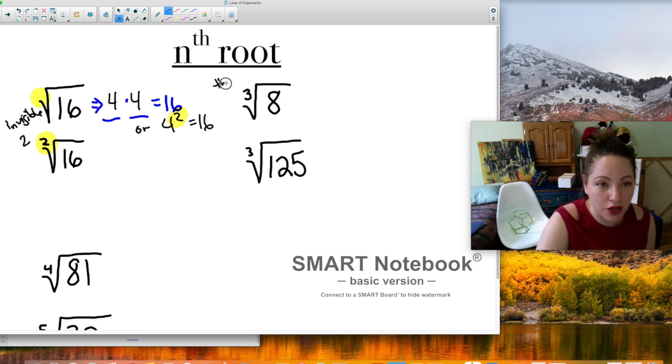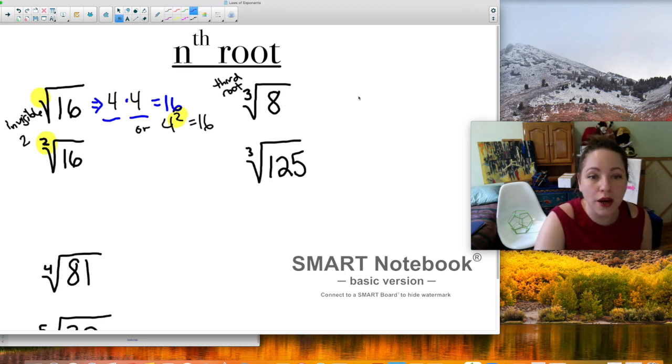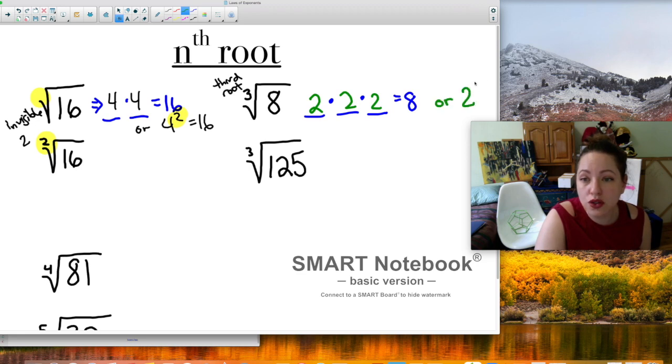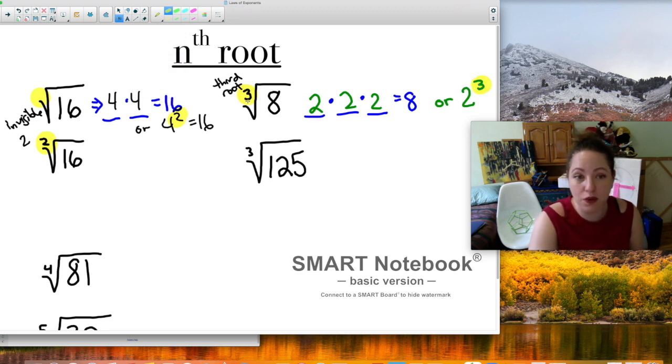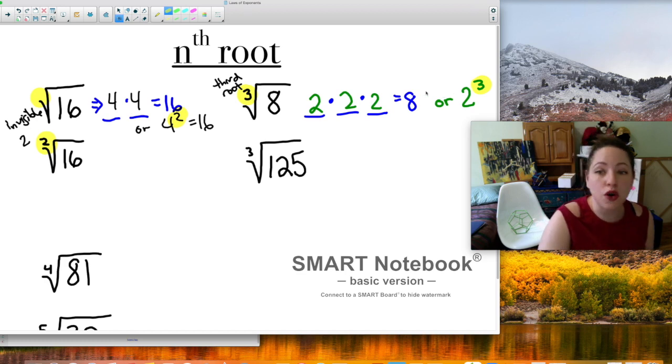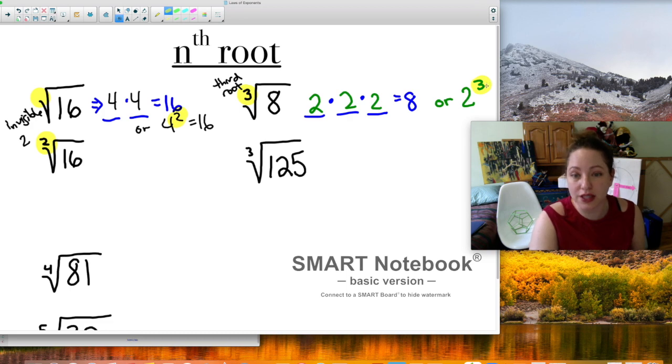So what does the third root of 8 mean? This would be called third root or cube root, right? Because we know cubed. And so what it really means is what number times itself 3 times equals 8. So you take a second with your calculator. What is that number? 2. 2 times 2 times 2, or 2 to the third power. Okay? The exponent is the same as the root. So these are like opposites. Exponent and roots are opposites of each other. So this cube root of 8 is equal to 2 because 2 to the third is equal to 8.